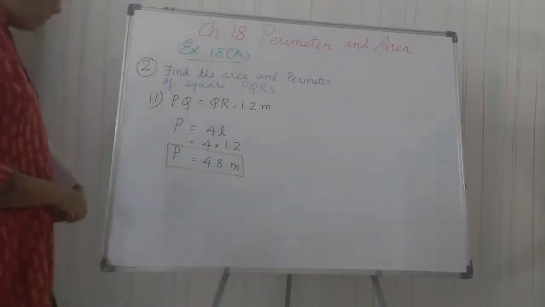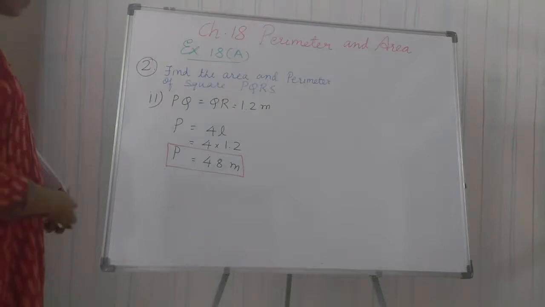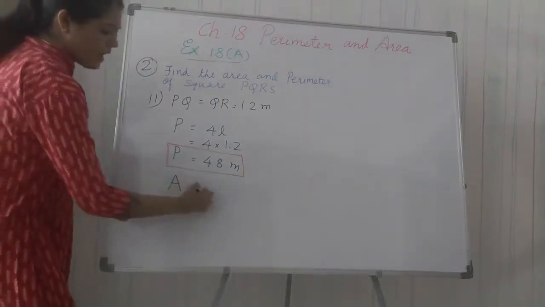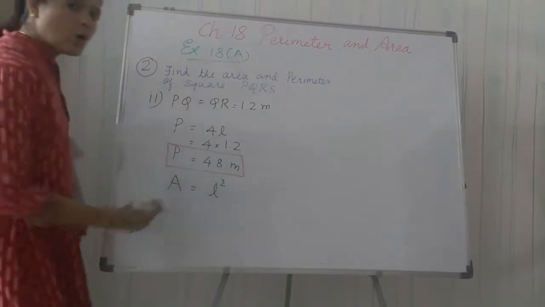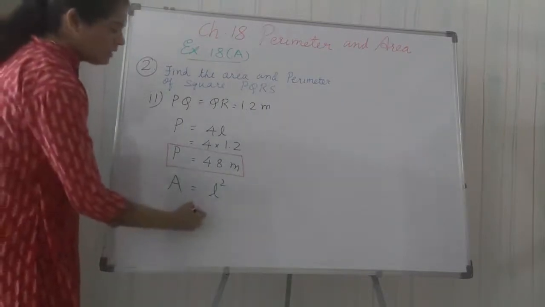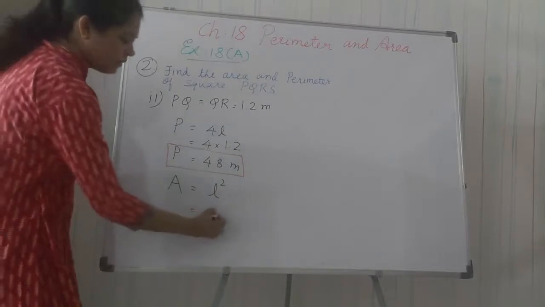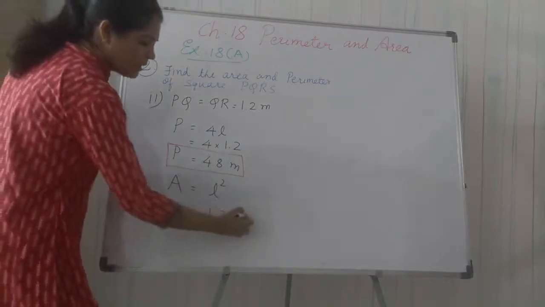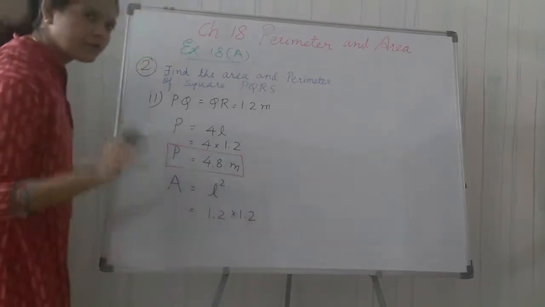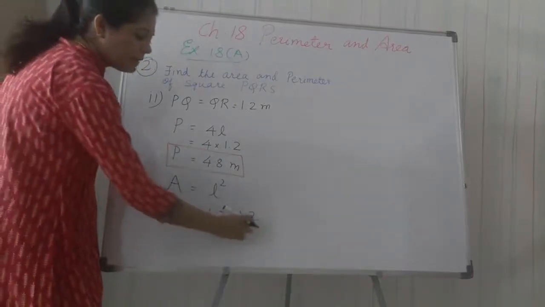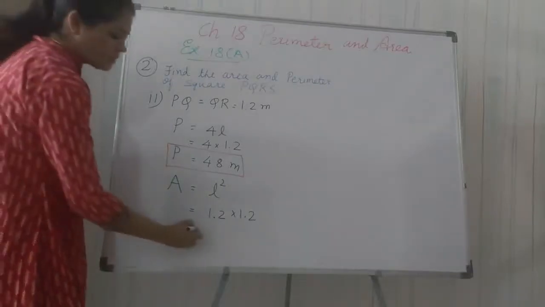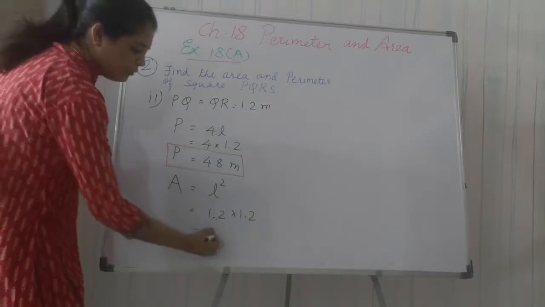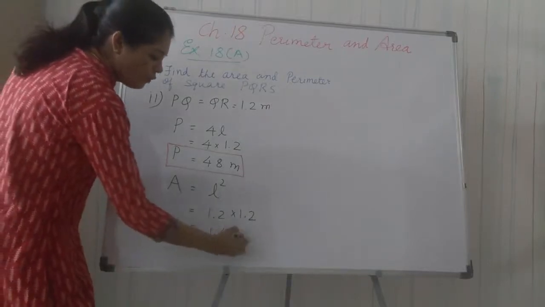Now second, you want to find the area also. So let us take the area formula. Area of a square is side square or L square. So here L means the side we are given, that is 1.2 square. 1.2 square means 1.2 multiplied by 1.2. We have to multiply the same number 2 times. So when you multiply 1.2 and 1.2, you will get 1.44.